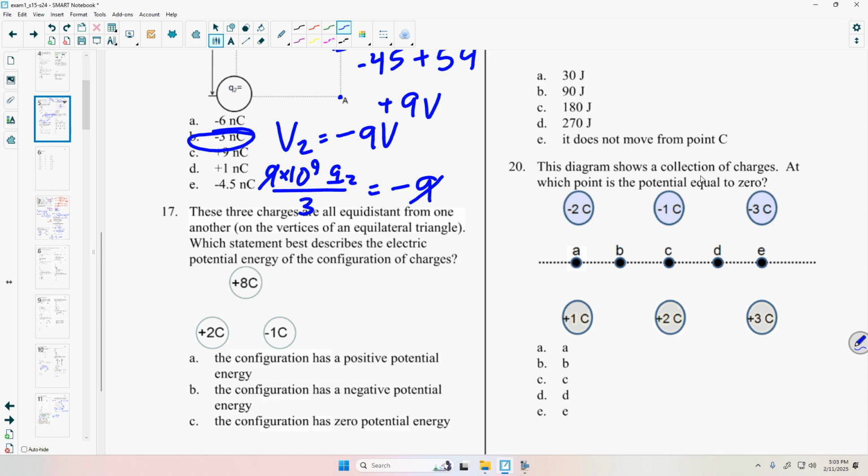So let me show you one that doesn't work. Point A doesn't work because that distance is smaller than that distance, and that distance is smaller than that distance. And likewise, the two threes are the same distance, but because those are different distances to those charges, the potential doesn't cancel out.